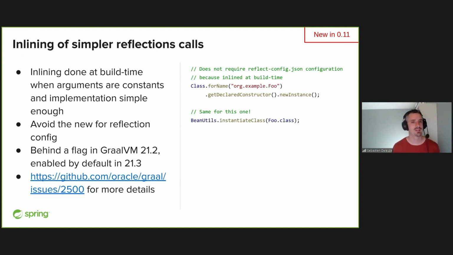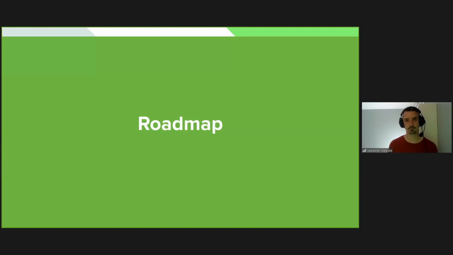Last point, for simpler reflection calls where arguments are constant, those simpler calls will be automatically inlined. That means no extra memory is needed for reflection, and no configuration is required for those reflection calls because they are directly inlined during the build. So I think that's pretty promising. That does not work where the arguments are dynamic, so it has some limitations. But for some use cases, that enables some interesting improvements in terms of compatibility and footprint.